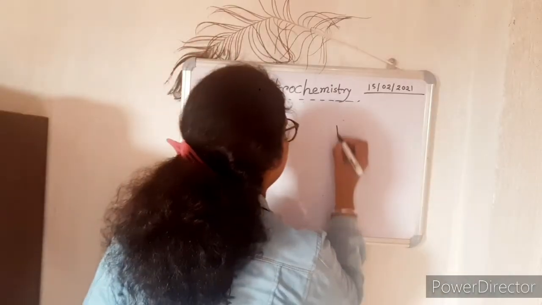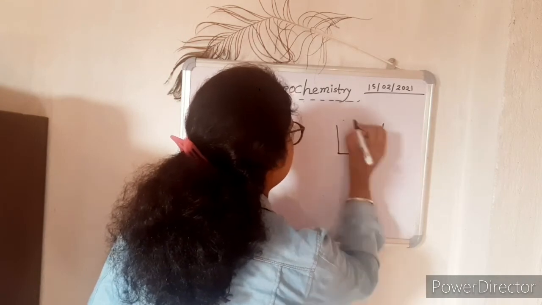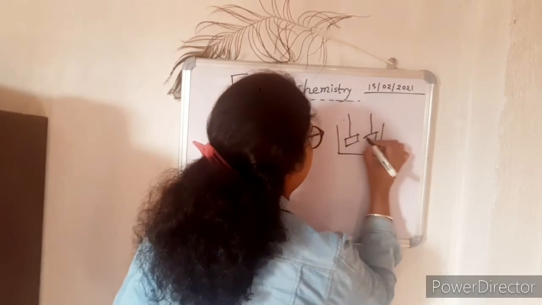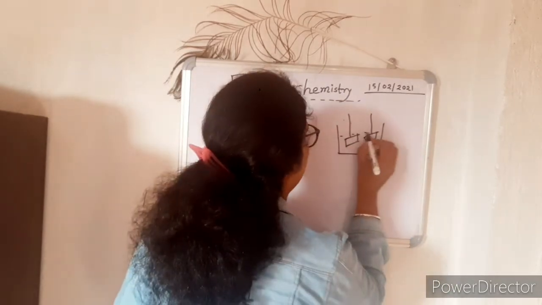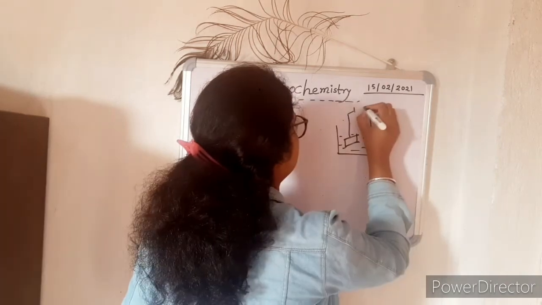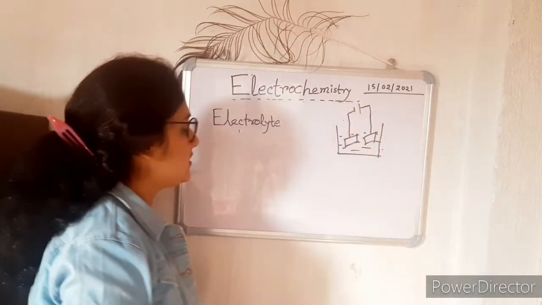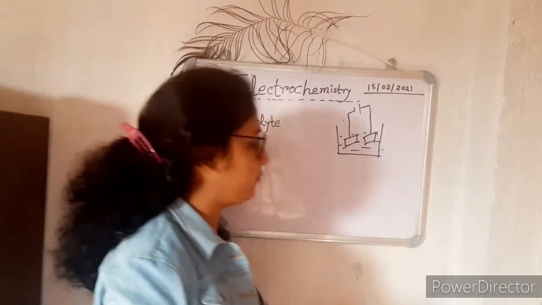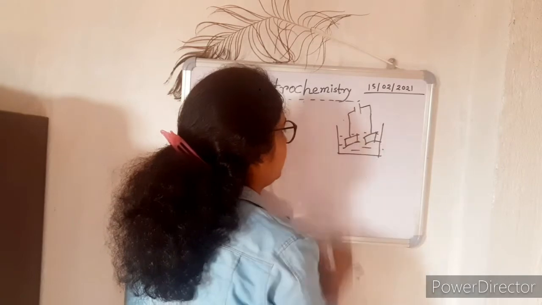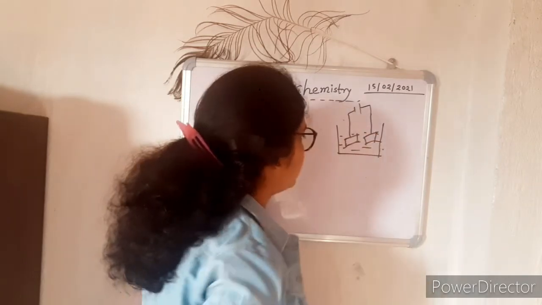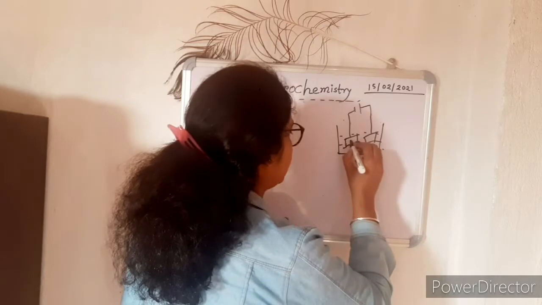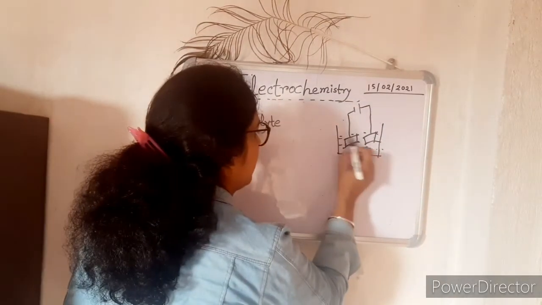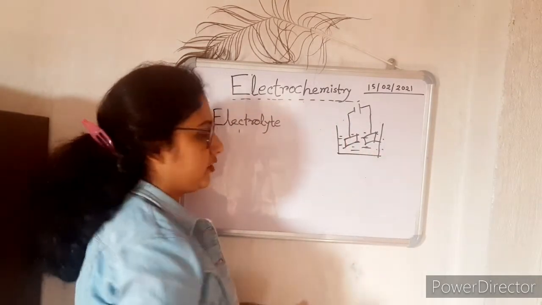Now electrochemistry is basically the chemistry of a cell. This is a simple cell. This cell consists of 2 electrodes and the electrolyte solution. So electrochemistry is the chemistry of this type of cell. Now these are the electrodes and the electrodes are dipped into a solution in a beaker. I told you what is the electrolyte. Electrolyte is this solution in which electrodes are dipped.